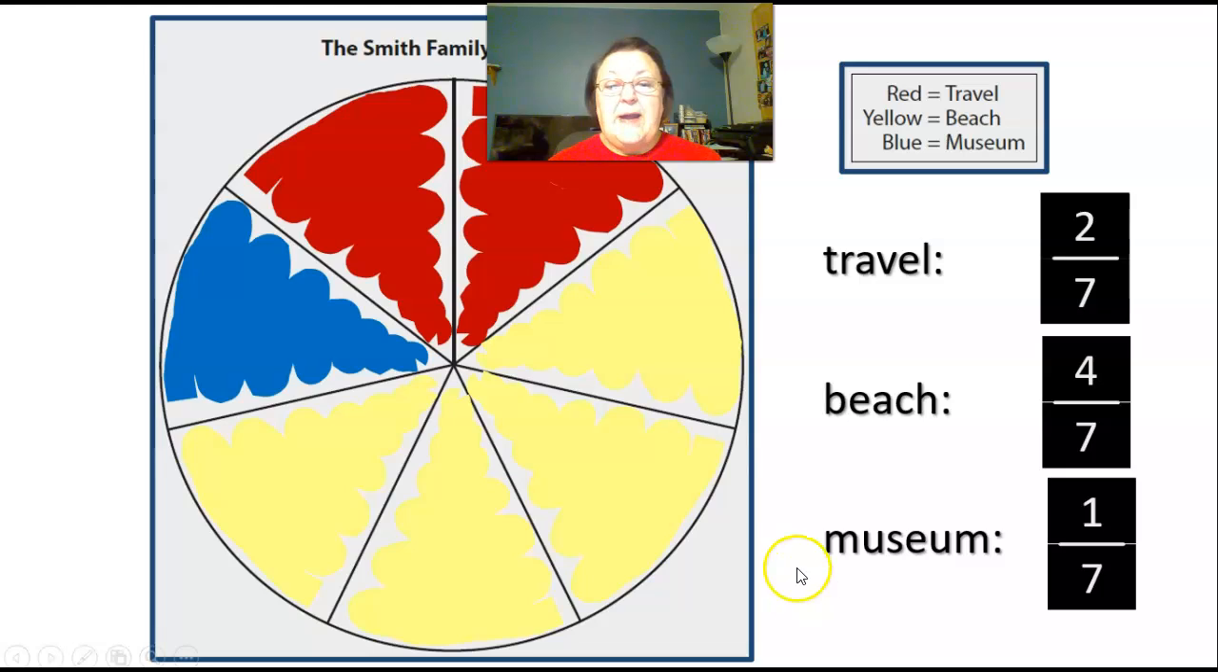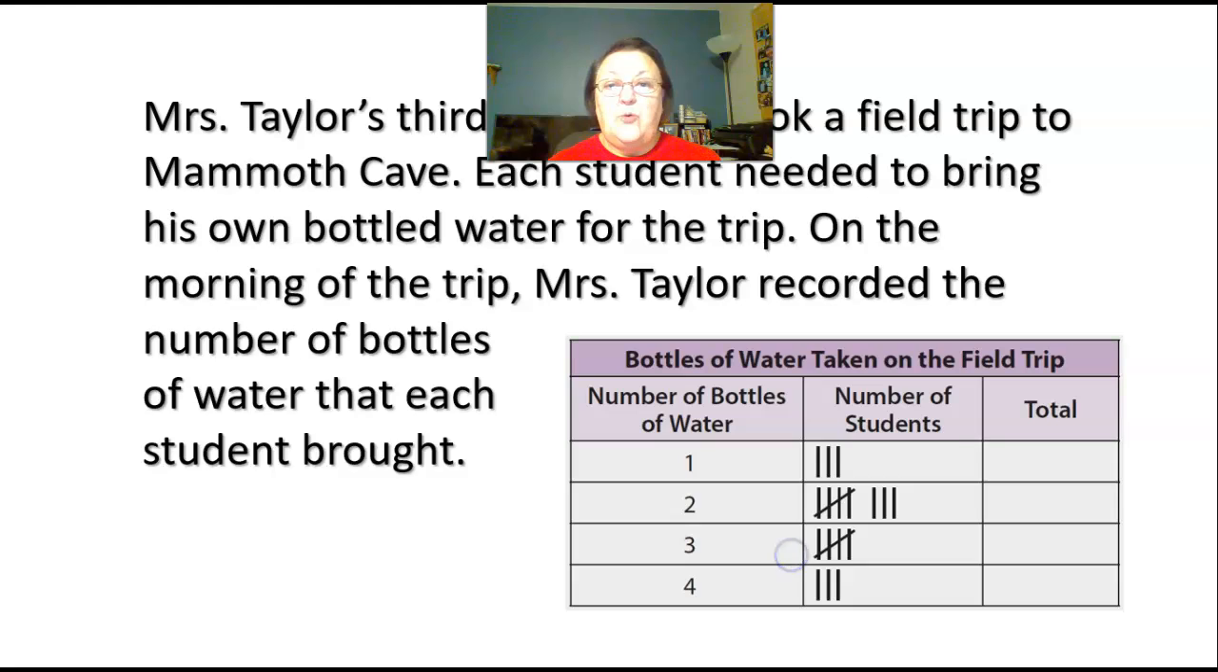Again, you can refer back to your packet. We did spend one day going over this. So now let's just do a word problem. It says Mrs. Taylor's 3rd grade class took a field trip to Mammoth Cave. Each student needed to bring his own bottled water for the trip. On the morning of the trip, Mrs. Taylor recorded the number of bottles of water that each student brought. So, what did she do?